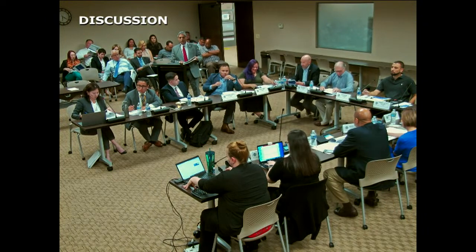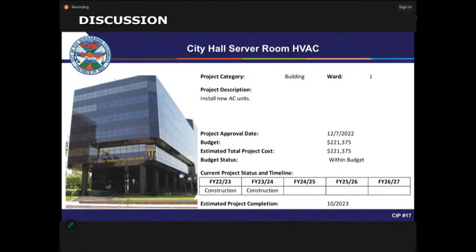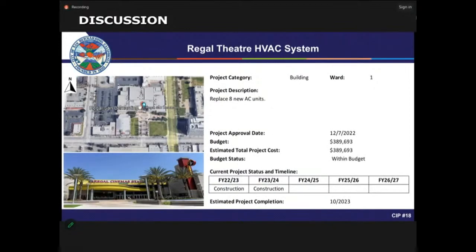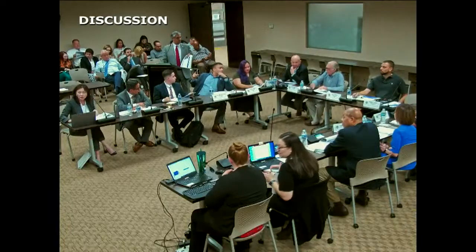The City Hall server room HVAC project includes the installation of new AC units for the server room. This project is expected to be completed in October of this year, and this is funded by the Public Use Facility Fund.